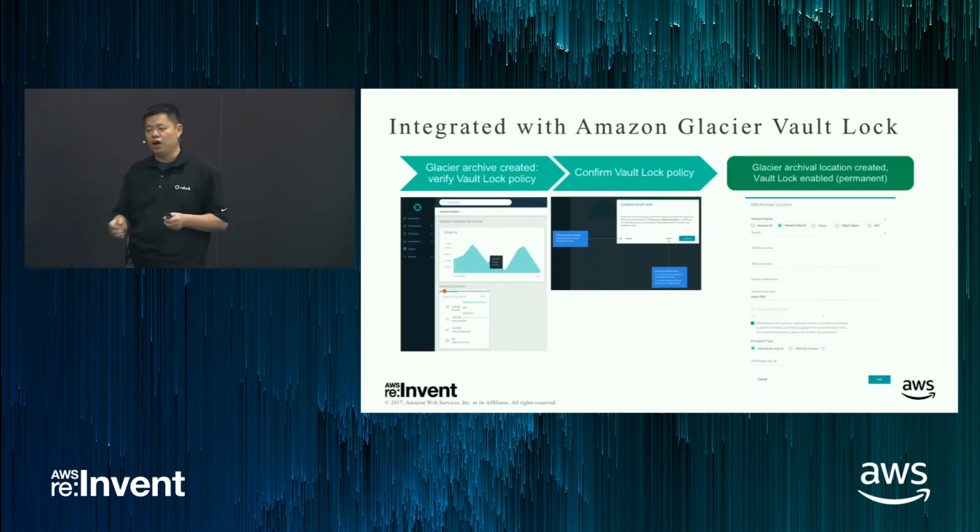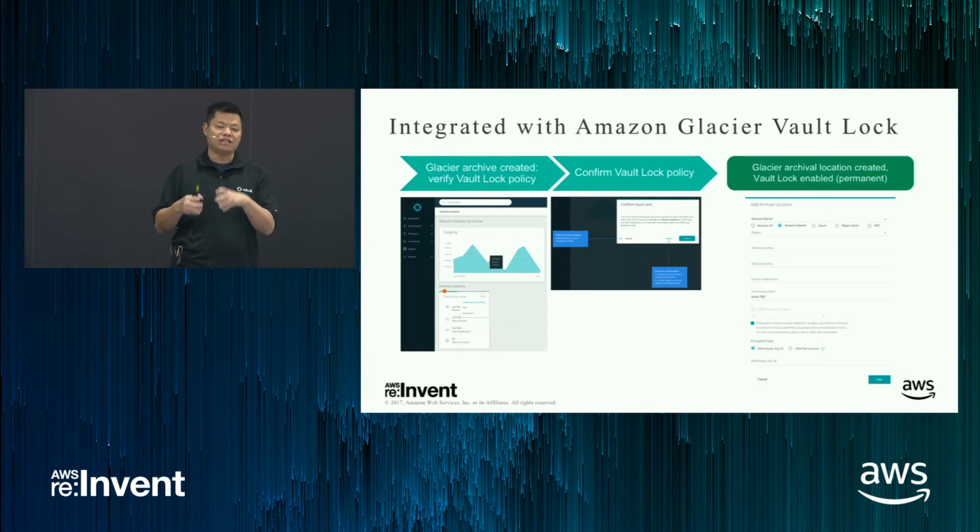And in addition, if there are some compliance reasons where you need to be able to prove that the file is locked and immutable, we actually support Glacier Vault Lock natively within our dashboard and API, so that you can basically, on a file-to-file basis, apply Vault Lock to that file, to that object.